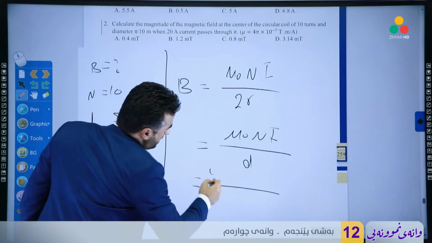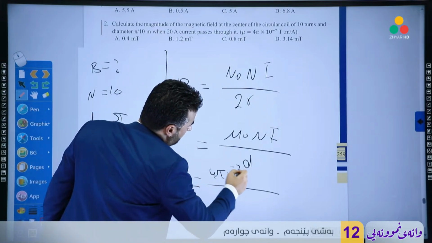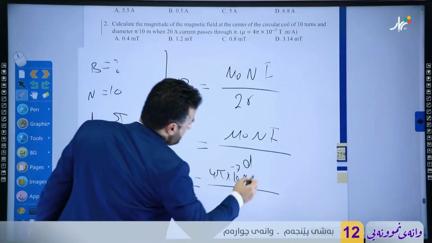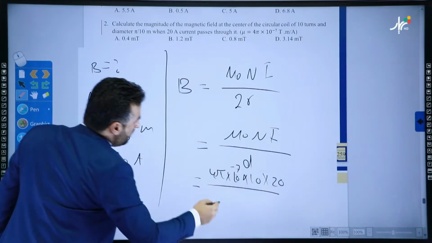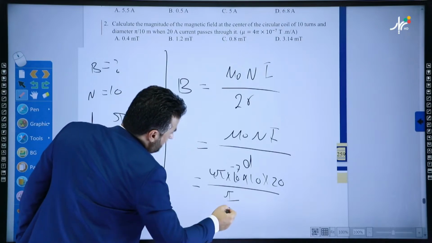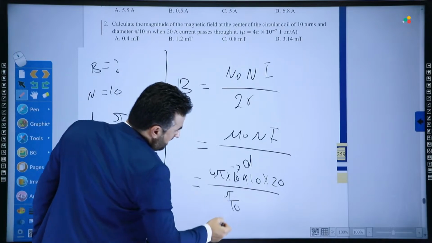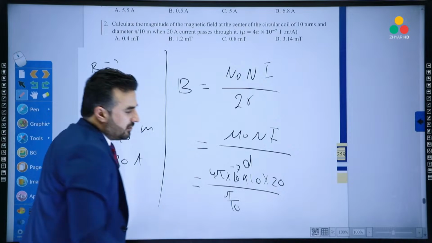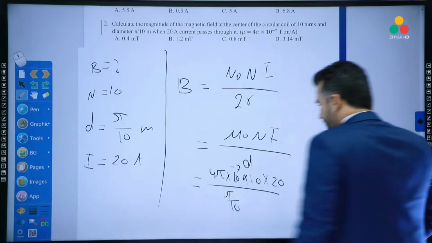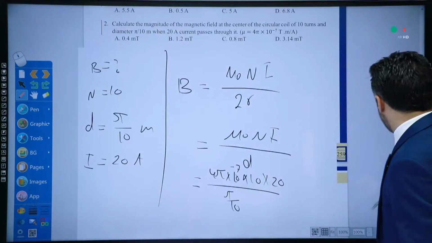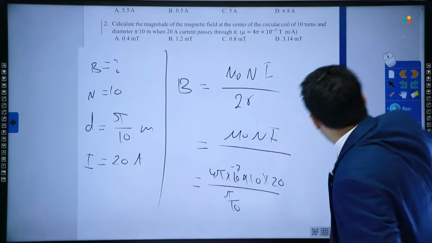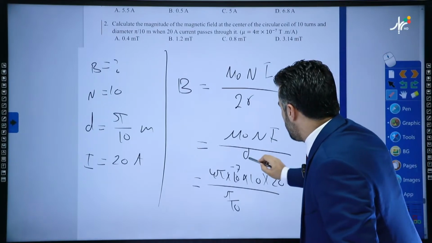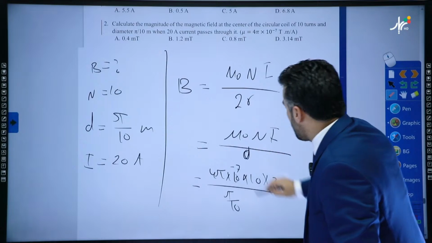So now plug in the numbers: 4 pi times 10 to the power negative 7, times the number of turns, that is 10, times the current that we have, which is 20 ampere, and then divided by the diameter, which is pi over 10. You can say this thing goes up, or you can just do the math. All right, so let's just do it as it is. But before that, let's make it up a little here. This is the diameter.